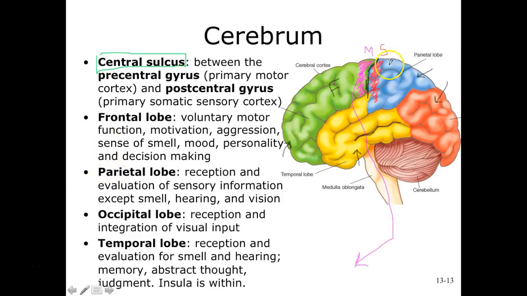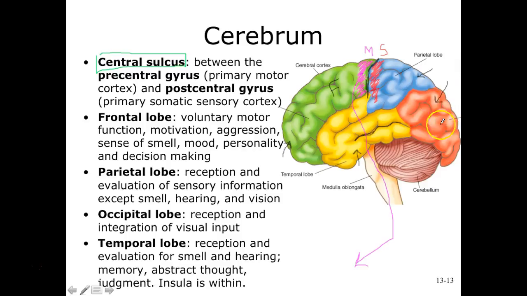We also have our parietal lobe, which you see in blue here. This has more to do with sensory information. So reception and evaluation of sensory information coming in, except for smell, hearing, and vision. They have their own separate pathways.